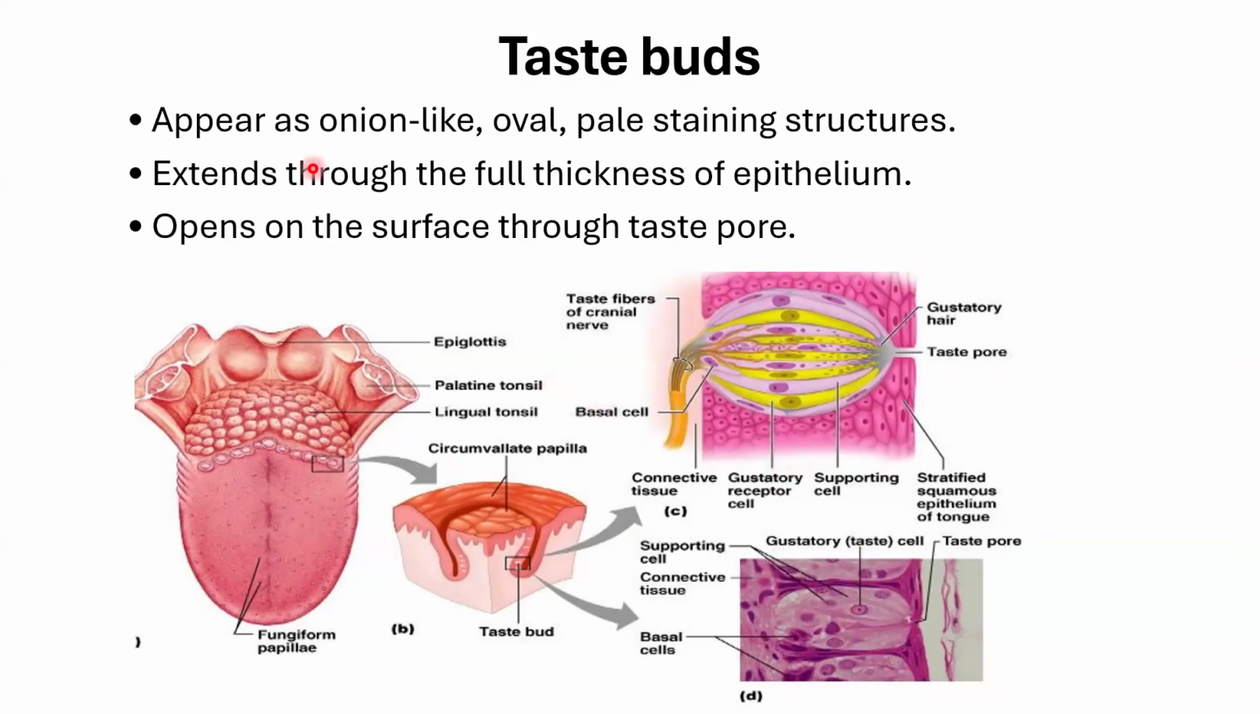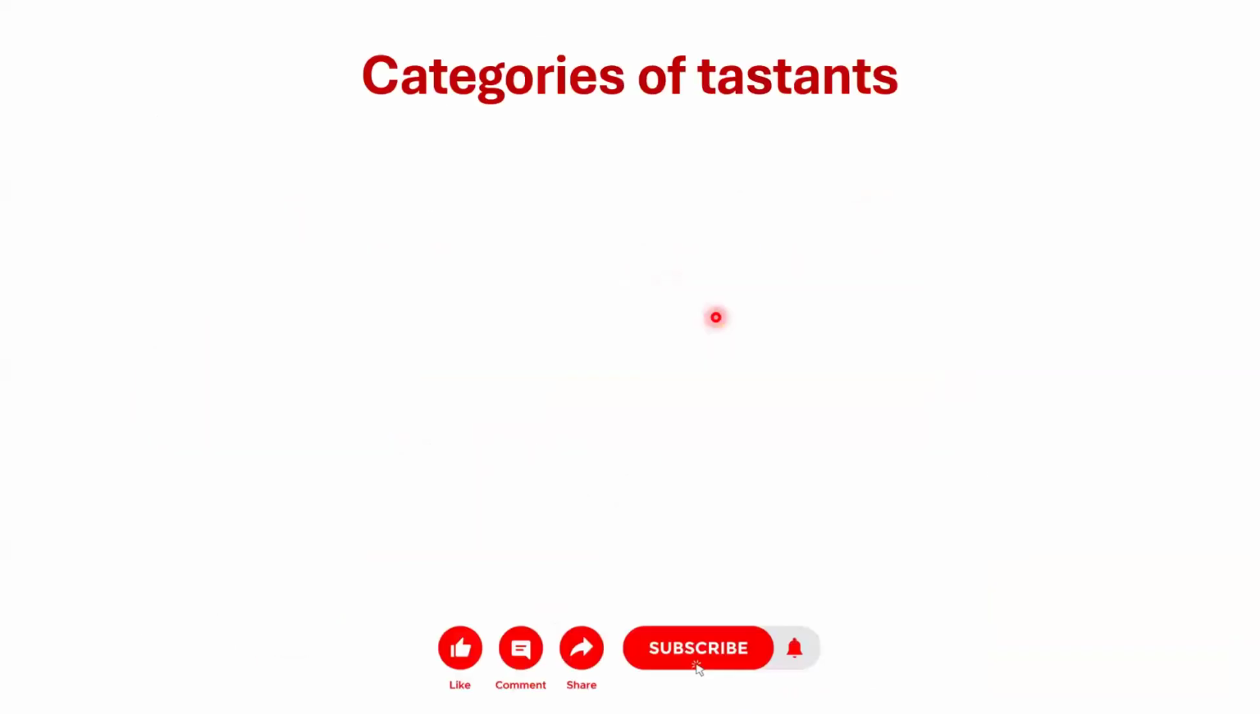So these are taste buds, as you can appreciate in this slide. First of all, they appear onion-like and oval; you can see they have many layers. They are pale staining, unlike the surrounding region, and they extend the full thickness of the tongue's masticatory epithelium, and then it opens to the surface through the taste pole. So this is a taste pole, as you can appreciate here. This is a taste pole, this is a taste pole, and that is now the taste buds and the cell types, as you can appreciate there.